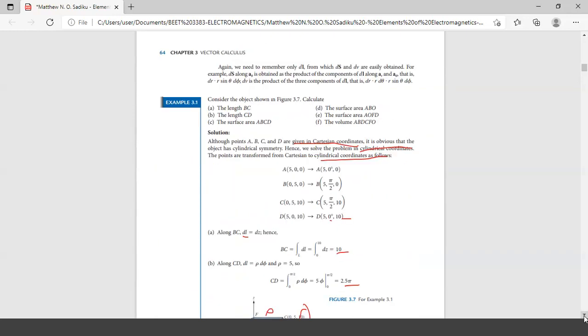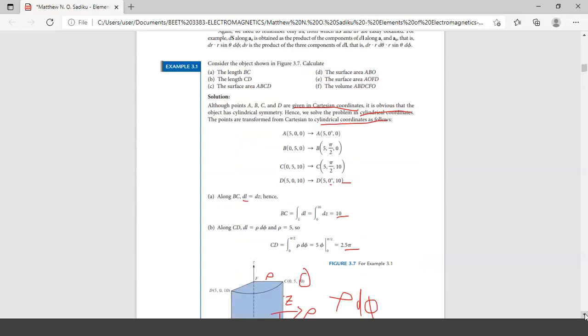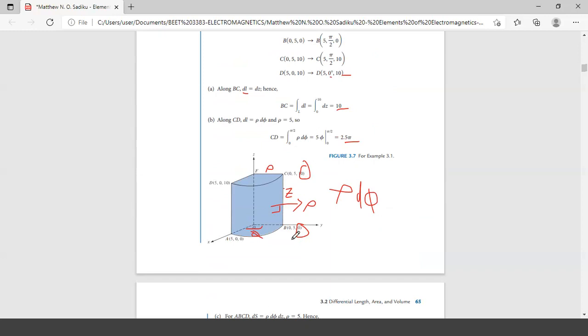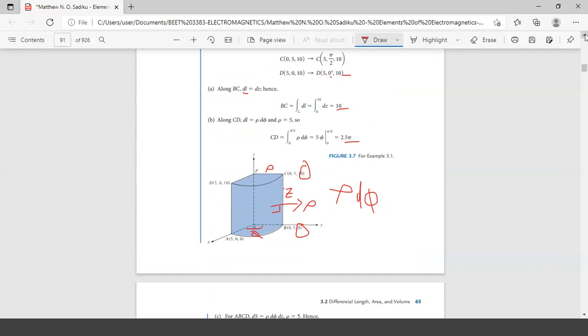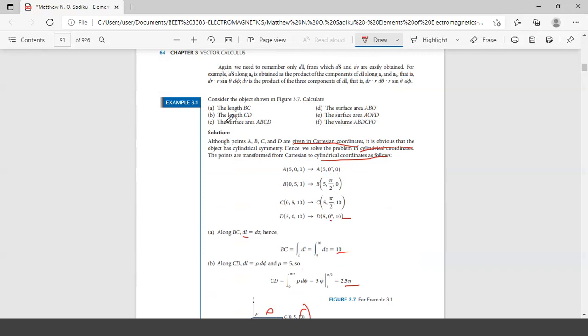So look at an example. Consider the object shown in figure 3.7. So this is figure 3.7. Calculate the length BC, the length CD, the surface area ABCD, the surface area ABO, the surface area AOFD, and the volume ABDCFO. From the figure, we can see that.